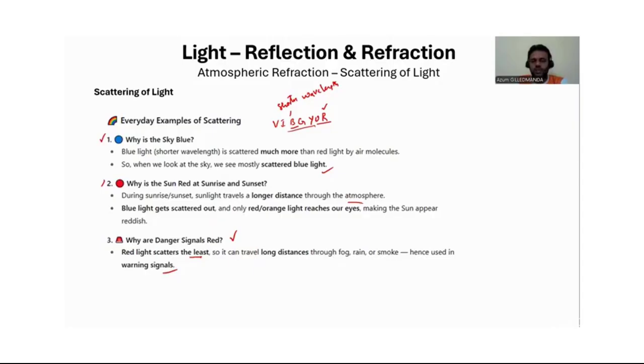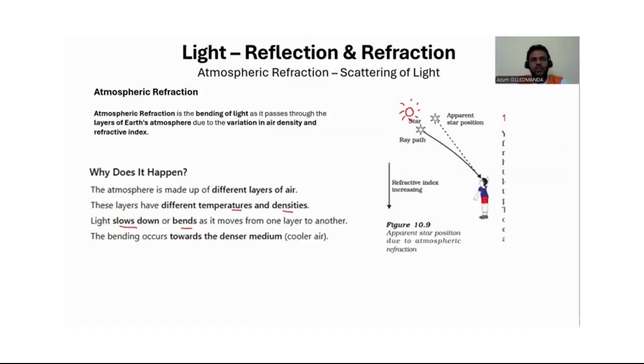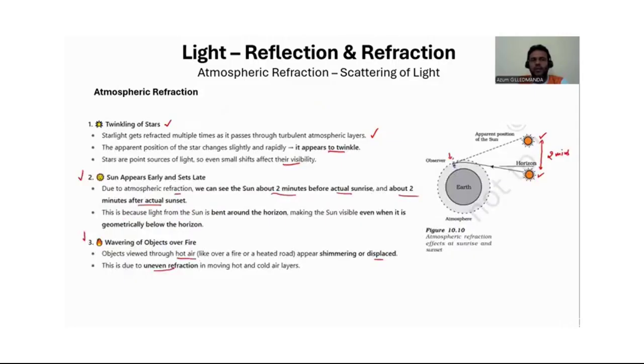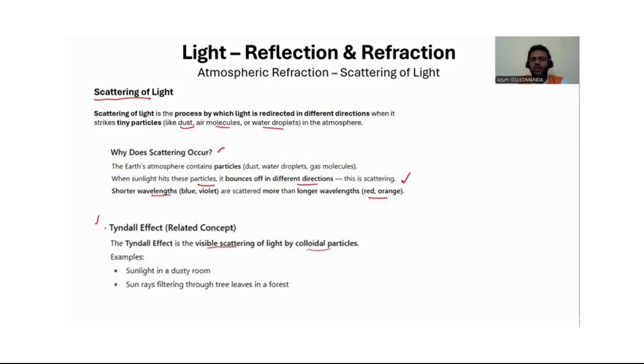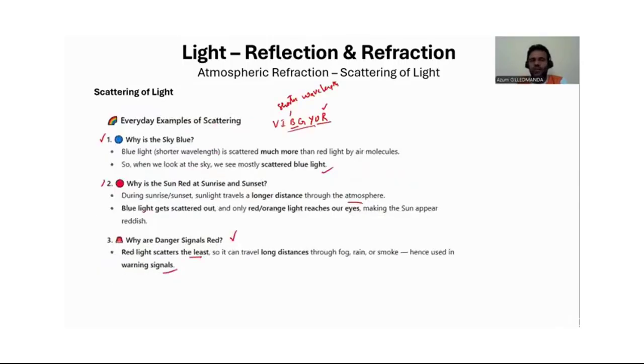Understand, guys? So that's the scattering of light. What we have learned today is atmospheric refraction, and then what the real-time use cases are. And then what is scattering of light? Scattering of light is nothing but the light being redirected when it hits obstacles like dust particles or water droplets. And what is the Tyndall effect? And what are our day-to-day scenarios where we see the scattering of light?